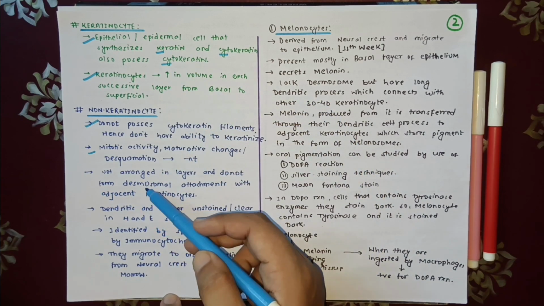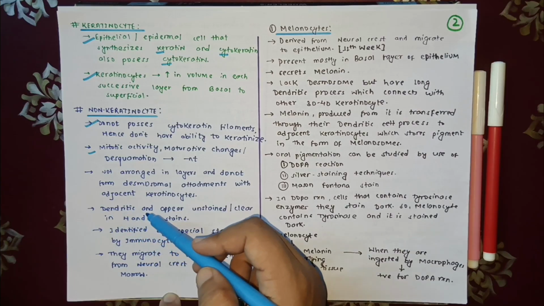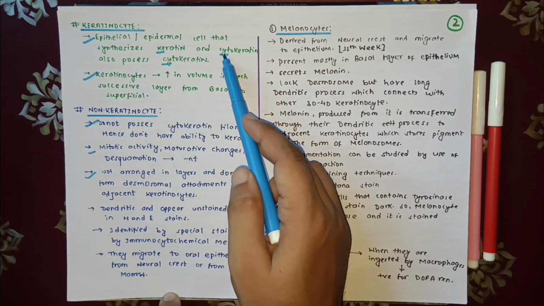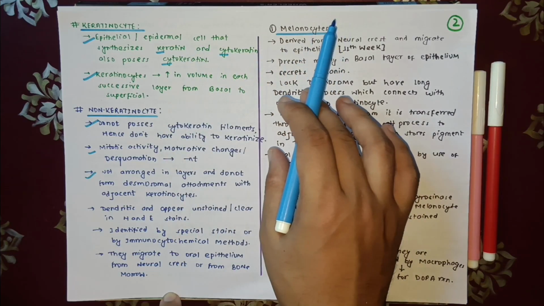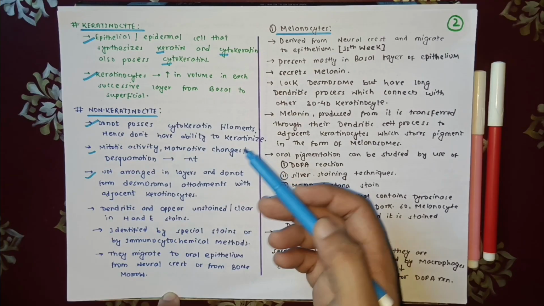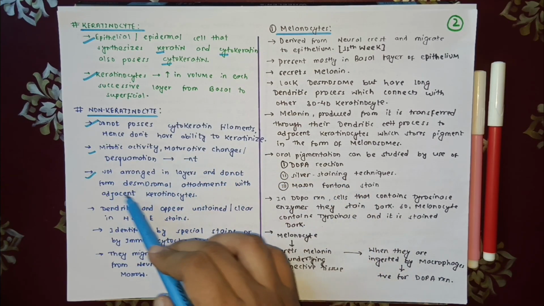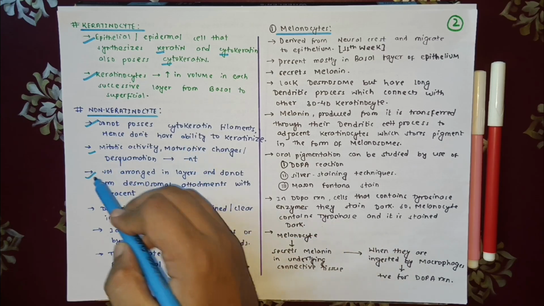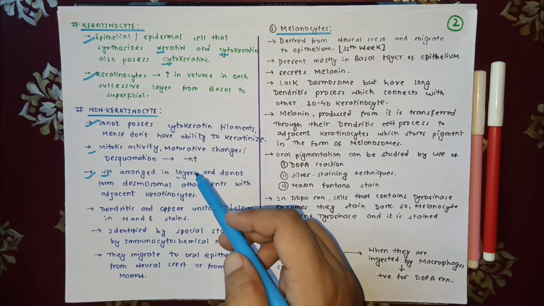After that, they are not arranged in layers and do not form desmosomal attachments with adjacent keratinocytes. As the keratinocyte has cytokeratin, the cytokeratin is present at the desmosomal area. So we can remember it that way, and that is the concept also. So non-keratinocytes are not arranged in a layer and do not form desmosomal attachments, as they do not have cytokeratin, and also they are not in layers. This is also important to remember.